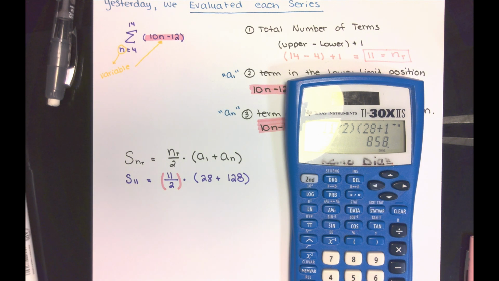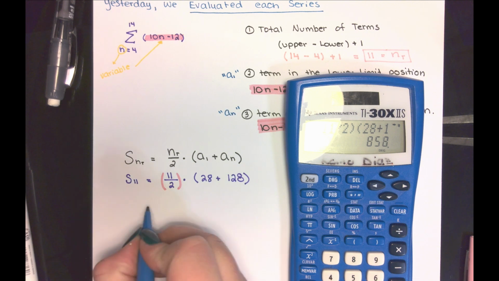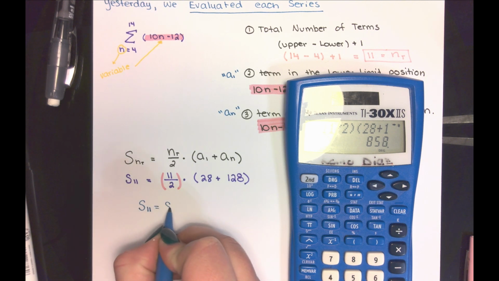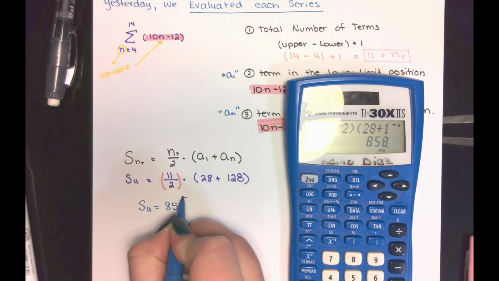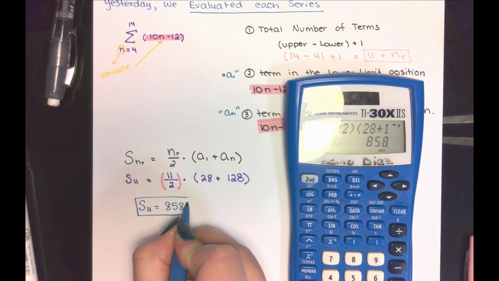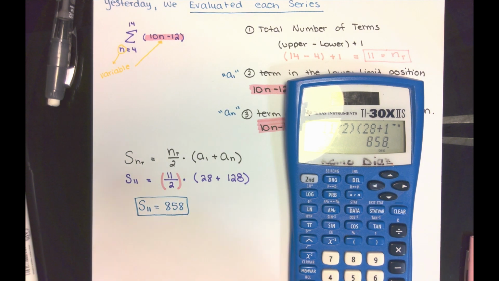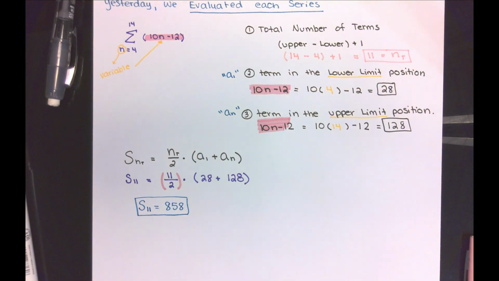858. Now, how do you write your answer? It has to be as a sentence, a mathematical sentence. The sum of 11 terms is 858. This is how you write the final answer. You must have it as a sentence in math language. Okay, this is what we did yesterday. We evaluated each series. Let's move on to today.